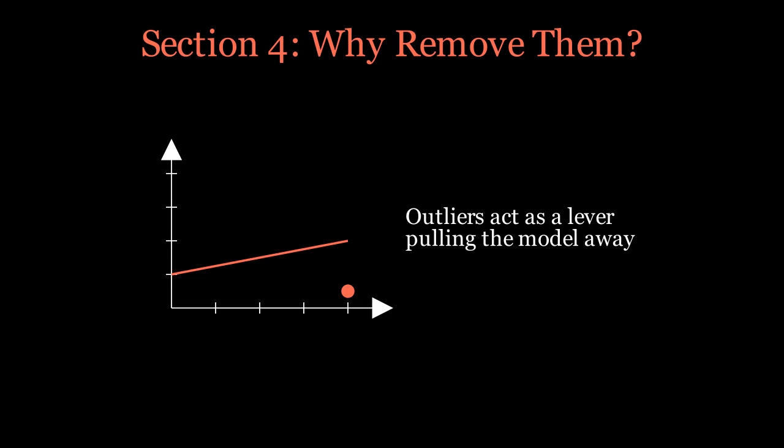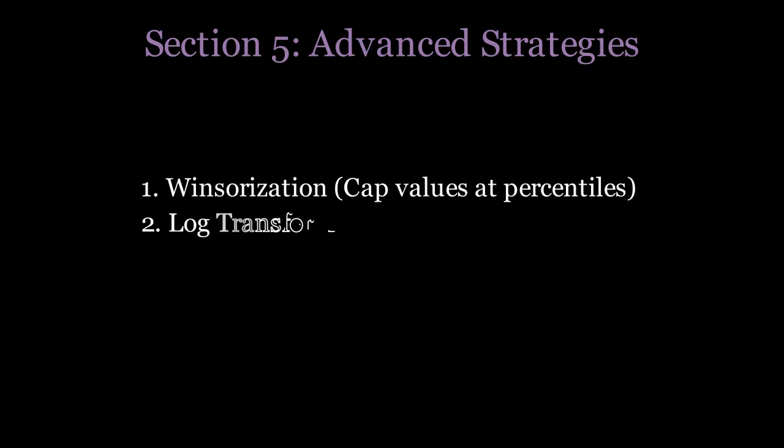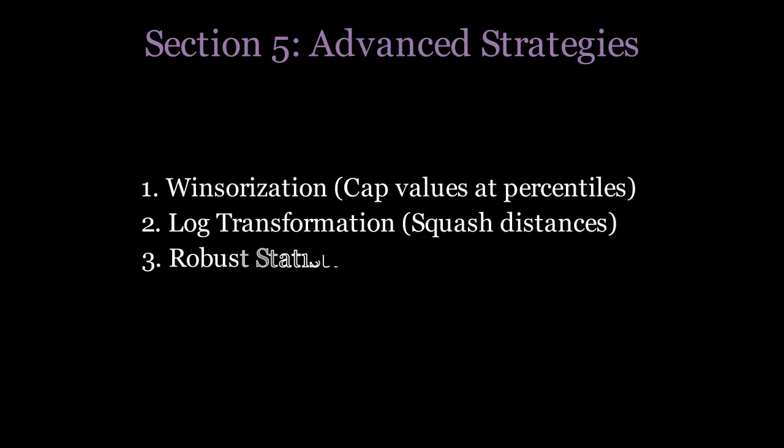Section 5. Advanced strategies. If you can't decide whether to keep or remove, there is a middle ground. One technique is winsorization, where we cap the extreme values at a specific percentile, such as the 5th and 95th. Another is log transformation, which squashes the distance between outliers and the rest of the data, making the distribution more normal. Finally, you can use robust statistics. Use the median instead of the mean, as it is far more resistant to extreme values.